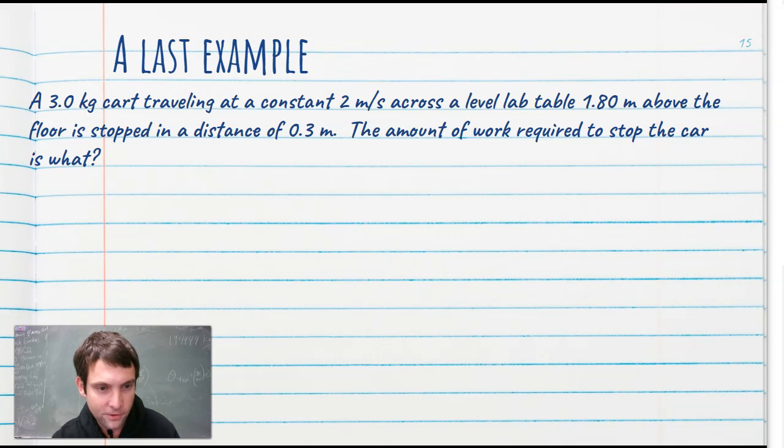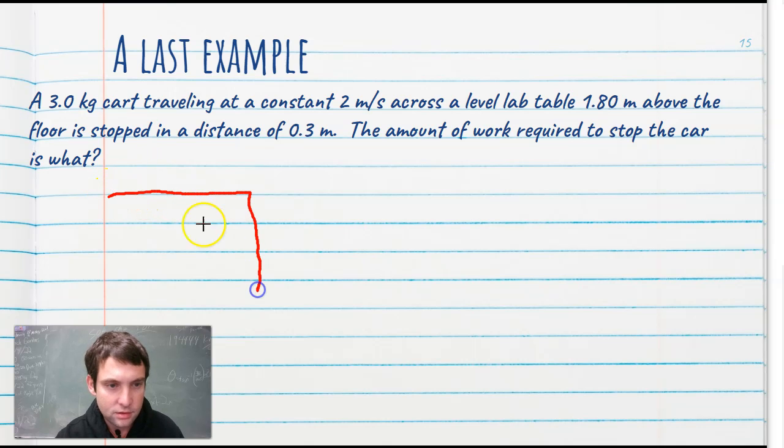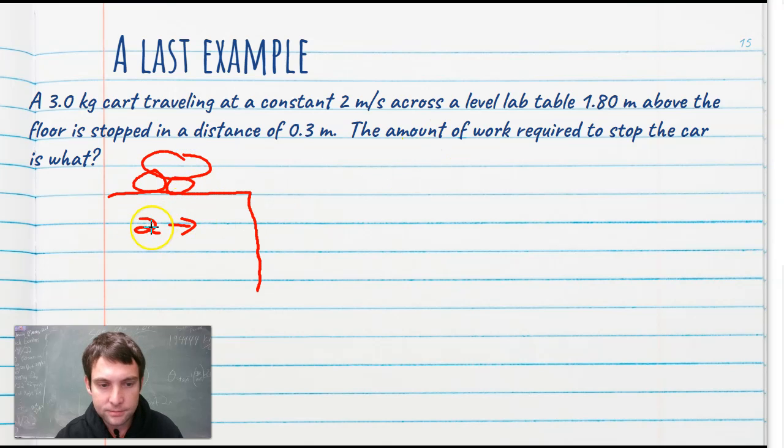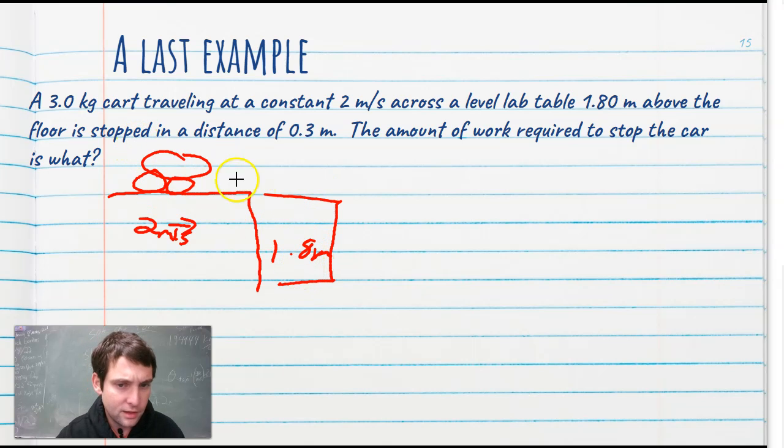All right, so first thing I'm going to do is draw it out, because this sounds difficult. You've got a car going to the right at 2 meters per second across a level table, and that table is 1.8 meters above the floor. That distance doesn't really matter. We don't really need that. It's stopped in a distance of 0.3 meters. So the only distance we care about is this 0.3 meters right here.